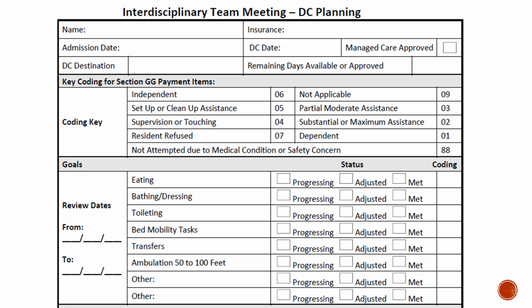We can then transition to looking at a discharge planning form as we edge closer to discharge. So now we're looking again at what's my discharge date, how am I performing, what is my plan now for discharge, and what do I still need as I approach discharge.